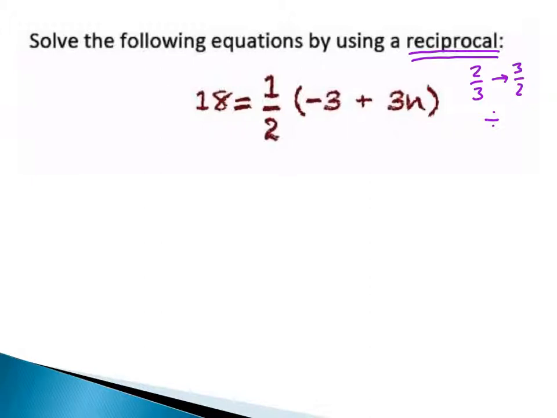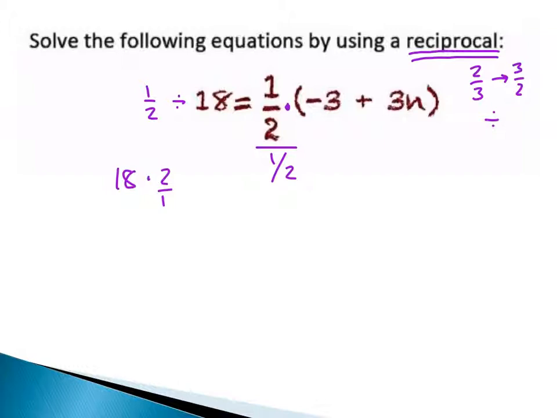Okay, but I'm not going to do that. I don't always have to distribute. What does this say? It says 1 half times negative 3 plus 3h in the parentheses. So if I wanted to undo the 1 half, I can simply divide by 1 half. Okay? Now, I'm going to erase this, so don't freak out if you wrote this down. That's okay. When I divide by a fraction, what do I have to end up doing on the other side? Well, if I divide 18 by 1 half, I'm going to have to take 18 and multiply it by the reciprocal of 1 half, which is 2 over 1.